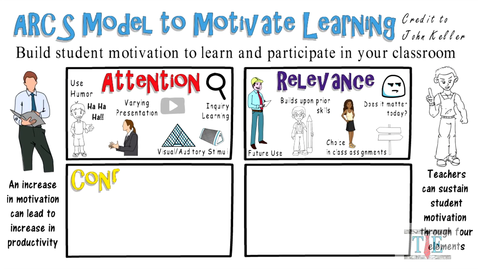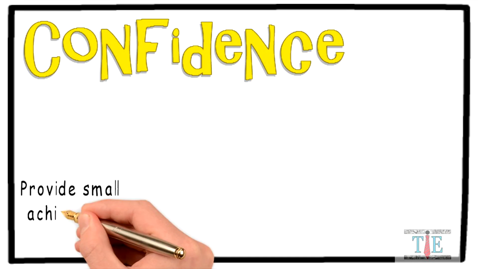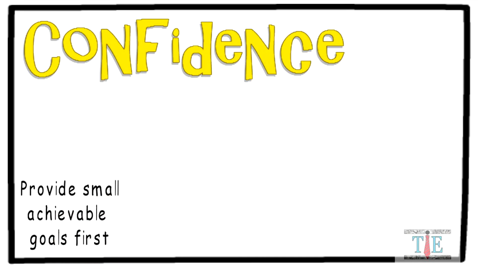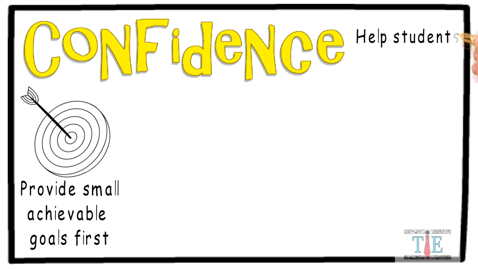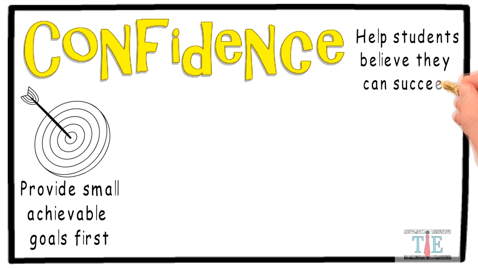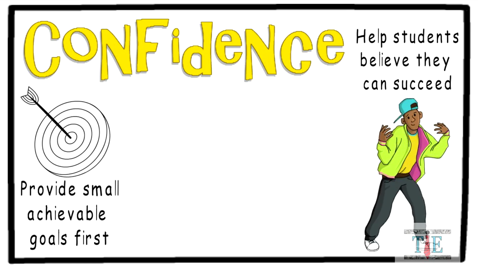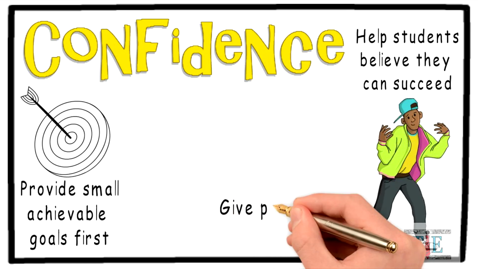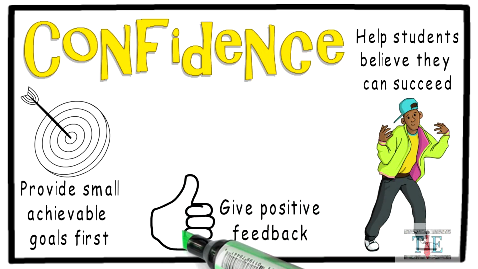Continuing with the third element to increase motivation, C from ARCS, confidence. Students need to believe they can do the work. You can help them believe by first providing small but achievable goals for your students, which will build confidence. You need to help your students believe that they can succeed. They often think, what's the point of me trying if I'm just going to fail anyway? So help them believe. Whenever there's an opportunity, give positive feedback to your students. Positive feedback will gradually help students build confidence.